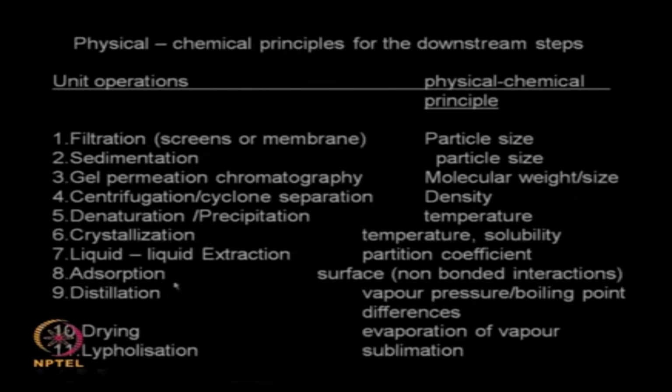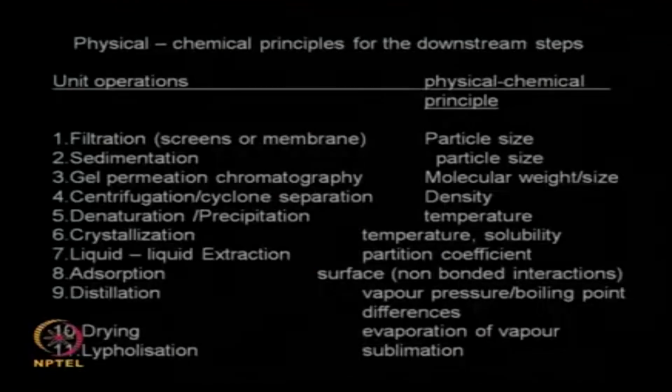If you look at distillation, it depends upon the boiling point difference between two liquids or vapor pressure difference between two liquids. So, a liquid which has got higher vapor pressure, that means lower boiling point, will move up the distillation column, and the liquid which has got lower vapor pressure or higher boiling point will remain at the bottom of the distillation column. So, the separation is based on the vapor pressure.